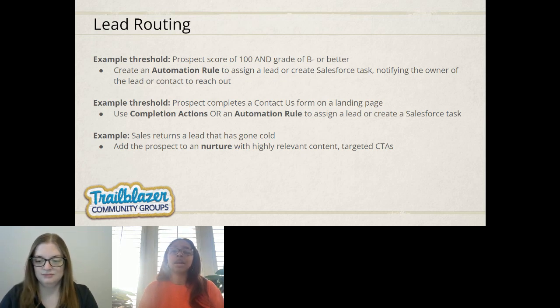And then, of course, the second option would be to leverage an automation rule. With automation rules, you can call out specific forms. So let's say you have quite a few contact us forms, and maybe you want to essentially bucket them together. Just a thought, you could leverage an automation rule to do that, to say that if they complete contact us form A, B, or C, then take this action with all of these forms. And then the last example would be sales returns a lead that has gone cold.